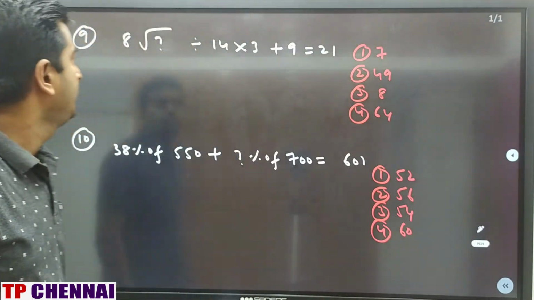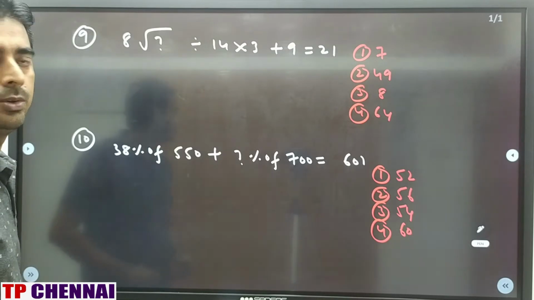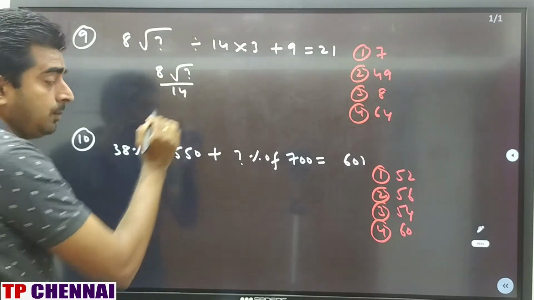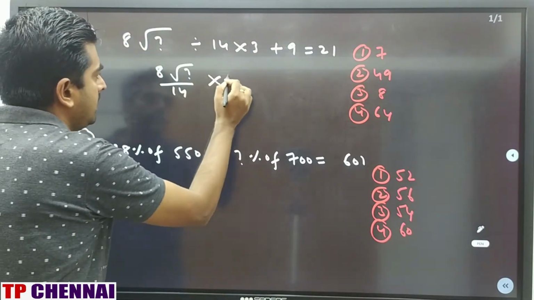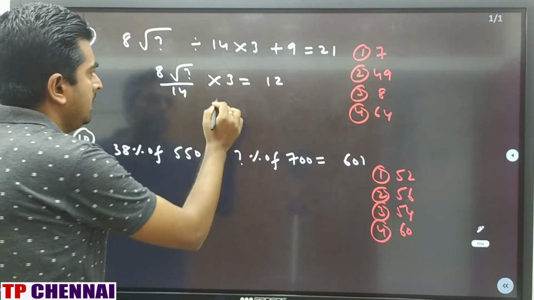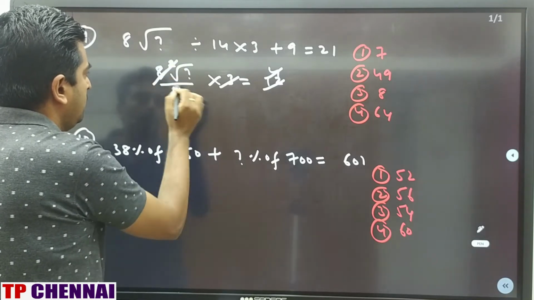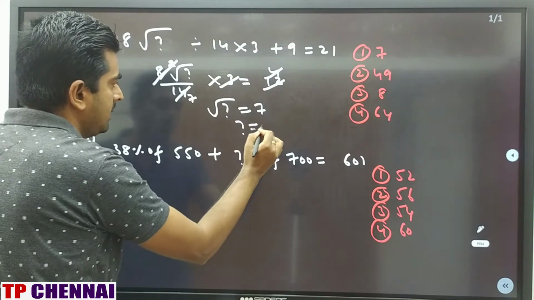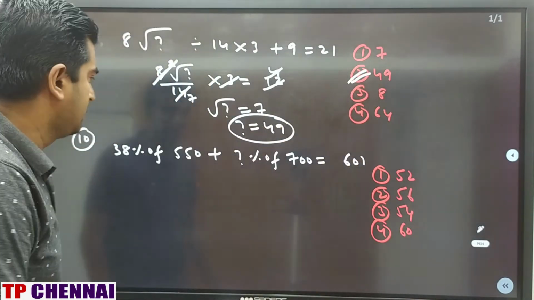Now we'll see the 9th one. 8 square root of question mark divided by 14 into 3 plus 9 is equal to 21. This is 8 square root of question mark divided by 14. BODMAS rule is very important here, right? This is into 3 plus 9 will go there. So 21 minus 9 is 12. 3 4s are, 4 2s are, 2 7s are. So square root of question mark is equal to 7. What is the value of question mark? 7 square, 49. Right? Next one.